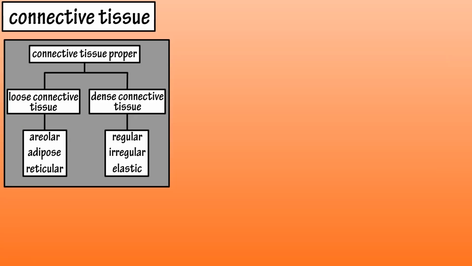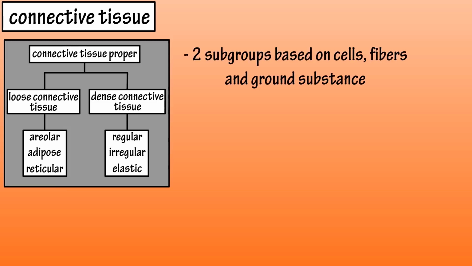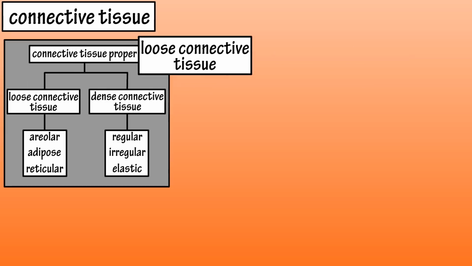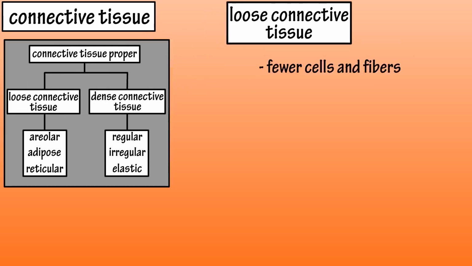Connective tissue proper, which is sometimes referred to as fibrous because it has many fibers in its extracellular matrix, is divided into two subgroups based on the proportions of cells, fibers, and ground substance. Subgroup 1 is loose connective tissue, and it has fewer cells and fibers and more ground substance than subgroup 2, dense connective tissue. There are three main types of loose connective tissue.